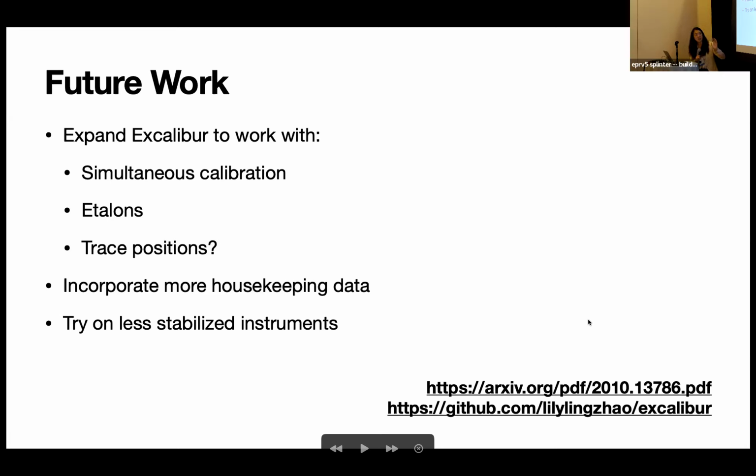And so a lot of these thoughts about how to expand it in future directions are in the paper that I provide the arXiv link to, and the code is publicly available in this GitHub repo. So thank you for your attention. I'm happy to take questions.